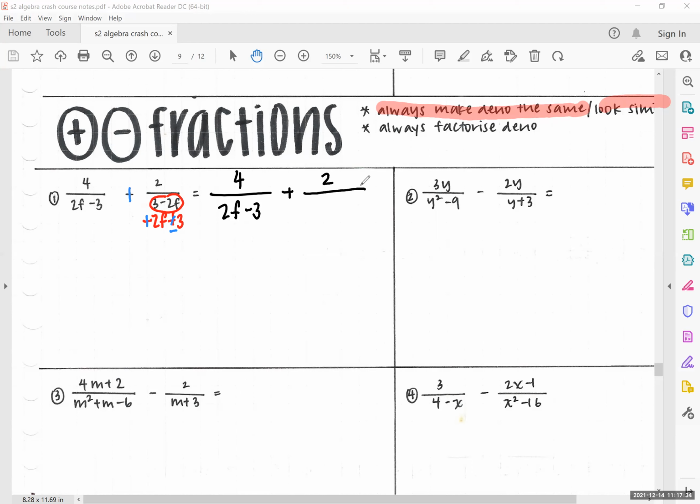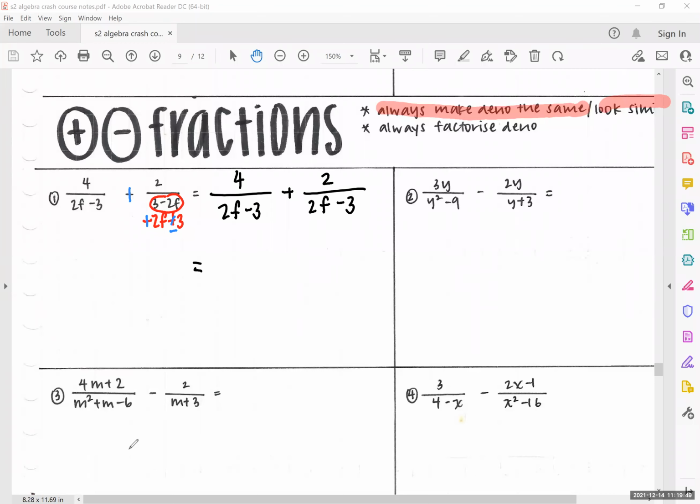All right. So at the end of the day, it will just be 4 over 2f minus 3 plus 2 over 2f minus 3. Okay? So remember to make it in 2 different pen colors, blue and red. Okay, so let's continue for this part.